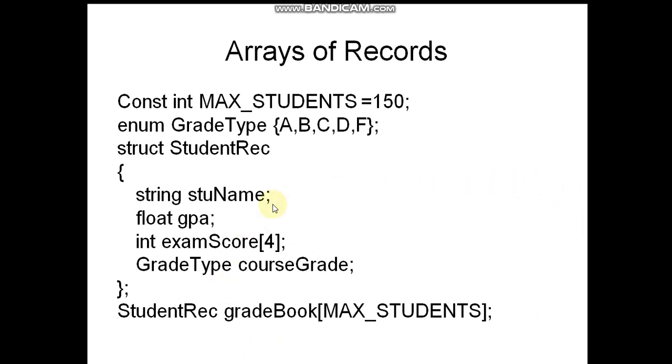As we can see here, we have given an example of student rec, that is a structure type. It has four components: student name, GPA, exam score. Exam score is an array itself with a size of 4. 4 exam scores can be stored here, and then there is a course grade, that is a grade type, and grade type is an enumeration type which has these grades.